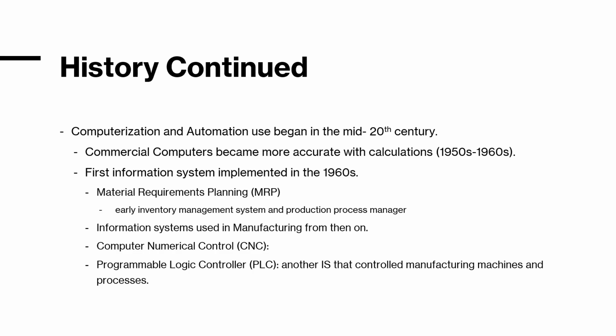So from then on, information systems were used in manufacturing. Back then, what was also being used and considered information systems were CNC and PLC. CNC, or computer numerical control, uses a computer to do math functions to cut down a block of metal or any other products. I think back then they only used metal for CNC to create a product.